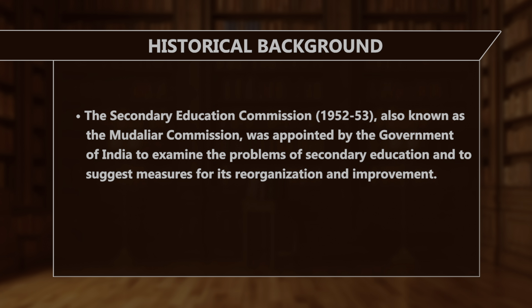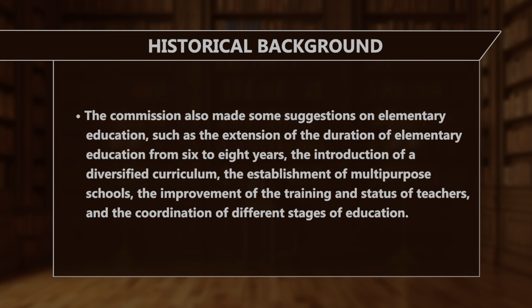The Secondary Education Commission 1950-53, also known as the Mudaliar Commission, was appointed by the Government of India to examine the problem of secondary education and to suggest measures for its reorganization and improvement. The Commission also made some suggestions on elementary education, such as the extension of the duration of elementary education from 6 to 8 years, the introduction of diversified curriculum and the establishment of multi-purpose schools, the improvement of the training and status of teachers and coordination of different stages of education.